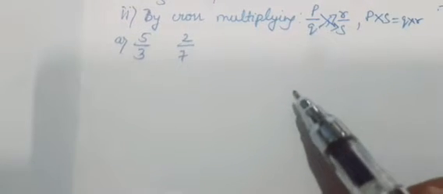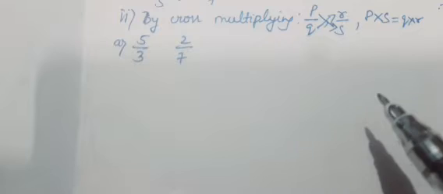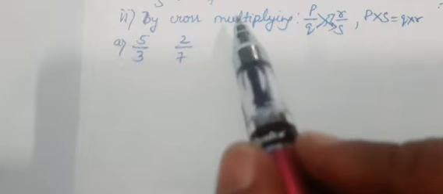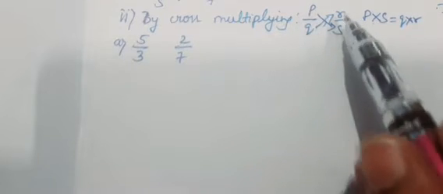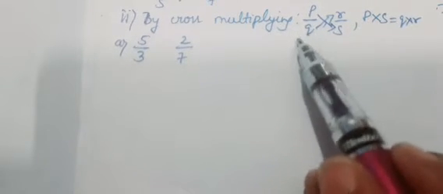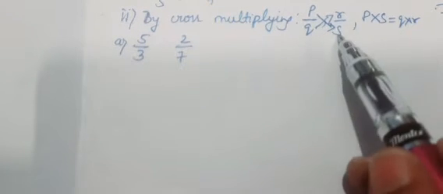Children, we compare the rational numbers if the denominators are different. The first method what we have done is we have converted the denominators into common denominators and then we compare. In the second method, we are comparing the two rational numbers by cross multiplication. Here if there are two rational numbers p by q and r by s, assuming that q and s are positive, then we can write that p into s must be equal to q into r.